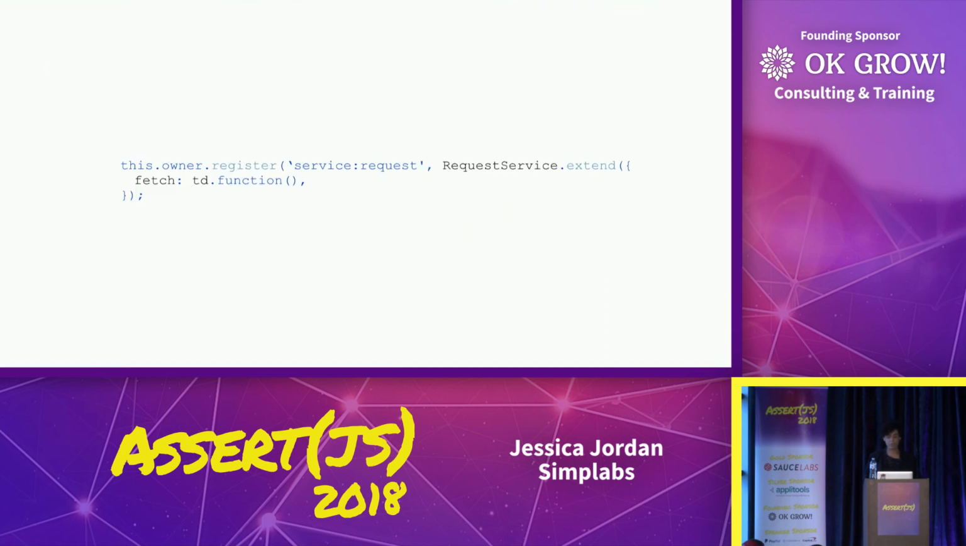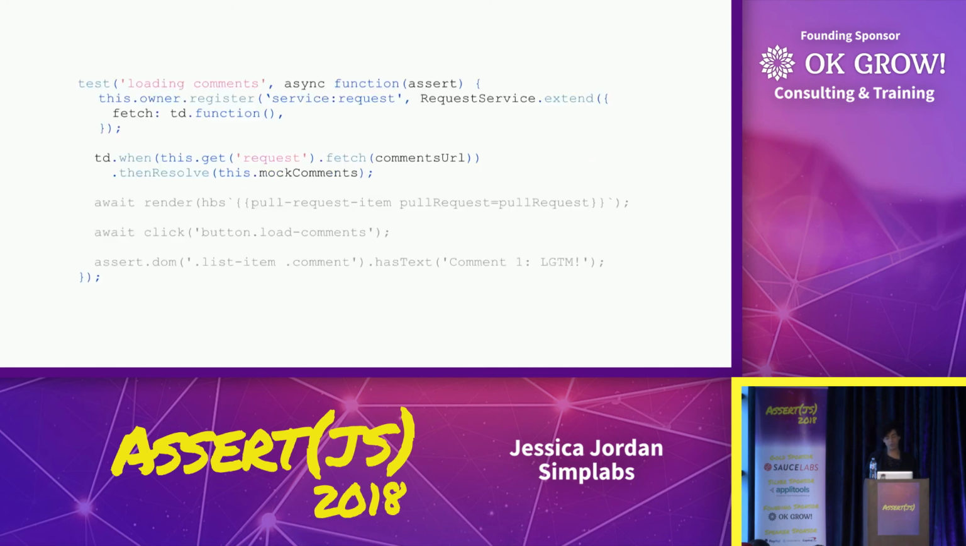And let's have a look at how this might play out in our example. For example, in an Ember app, we can simply register a service, again using the owner API. You might also have something similar in your tech stack. We can extend the native service we're already using in our app anyway with a new fetch method. And here we just pass the td function method to say, okay, we now make this a function that you can later mock with td when resolve.